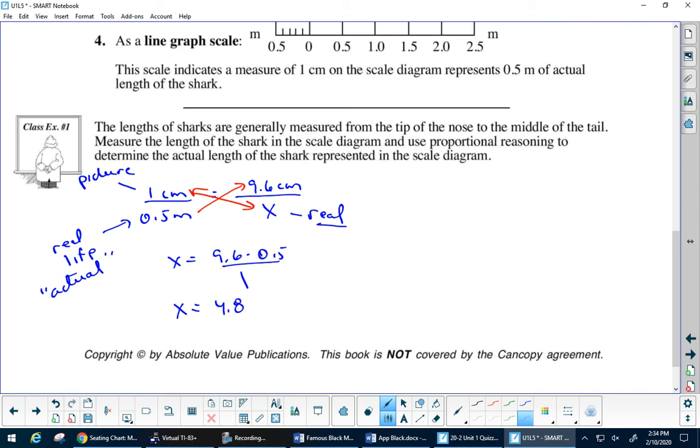Now the question is 4.8 what? Why'd you pick meters? It's right. Why? Okay, good, because it's meters here. It should be meters here, right? So we would say the actual length is 4.8 meters.